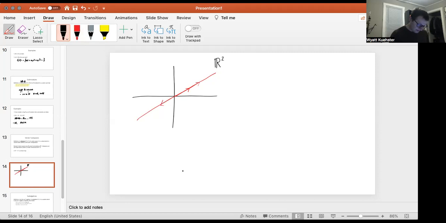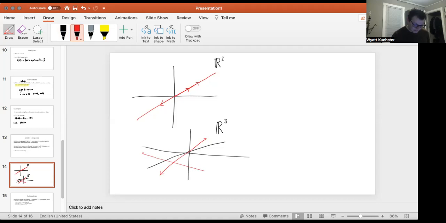And then maybe I will be very daring and attempt to draw R3. So here's a terrible coordinate system for R3. R3 is also a vector space. What do the subspaces look like? Well, I can still take lines through the origin. Those are still subspaces. But now I can also take, let's say, planes that have to contain the origin still.